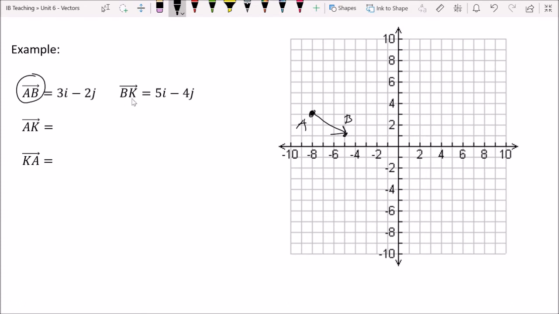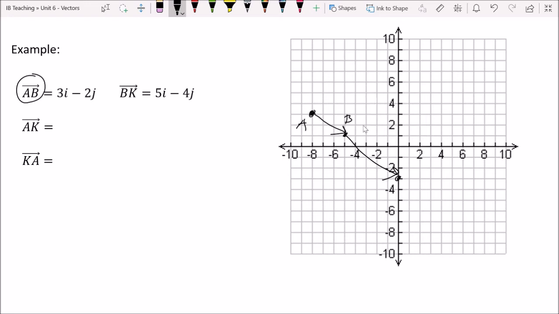And then this tells me how to get from B to K, like directions. Remember in the beginning I said think about it as directions. So how do I get from B to K? I go 5 to the right, and I go down 4. 1, 2, 3, 4, 5, down 1, 2, 3, 4.